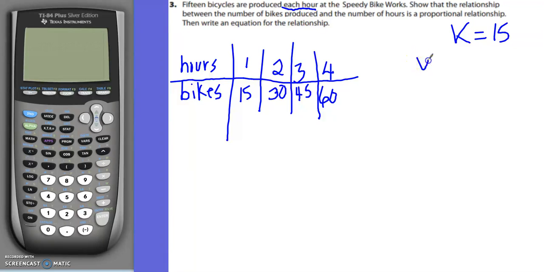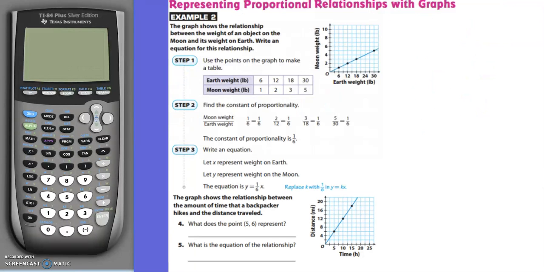If we're going to write an equation for this, y equals kx, or y equals 15x. This is a proportional relationship. The constant of proportionality is 15. It passes through the origin. It's a straight line. All right, let's take a look at the next one.